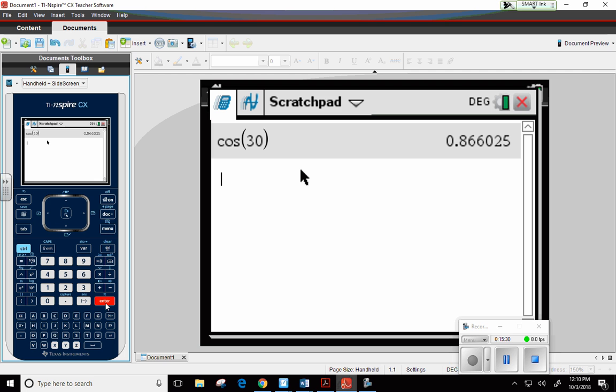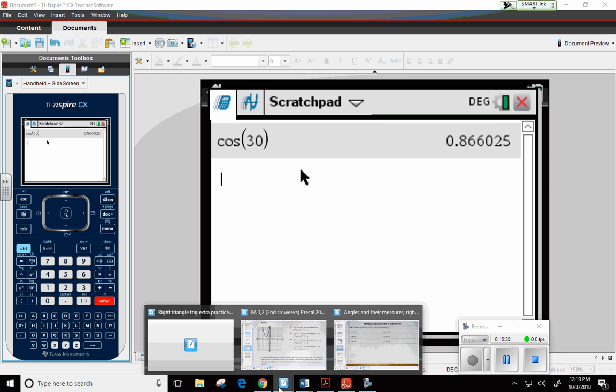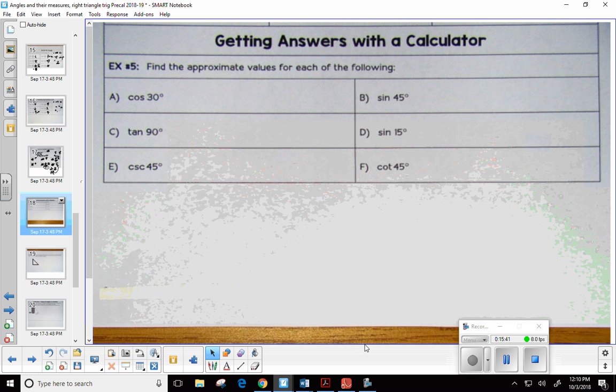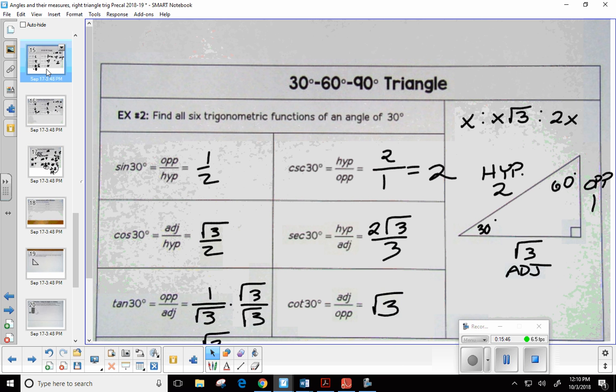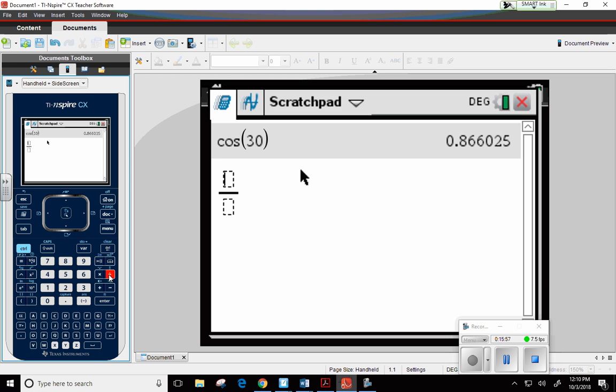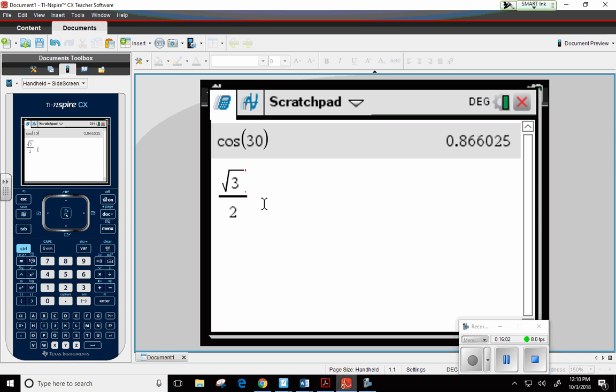Now, let's think about this. Yesterday, we went through the special right triangles, right? The 45, 45, 90, and the 30, 60, 90. Okay, now remember, cosine of 30, we got this. Well, let me revisit that problem. Was it this one? Nope, that is 60. Look at this one. When we set up the triangle by hand, we got cosine of 30 was the square root of 3 over 2, right? Well, let me come back over here to the calculator, control divide. Okay, I'm going to type in the square root of 3 divided by 2, the answer we got when we did it by hand.